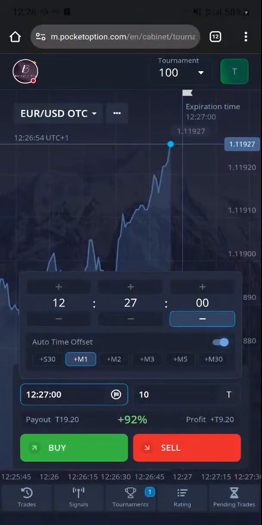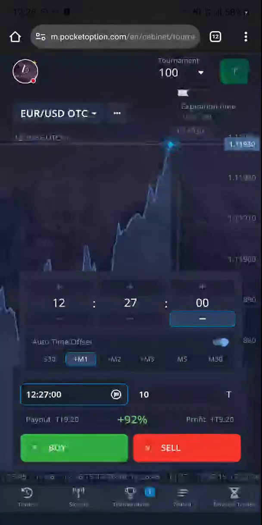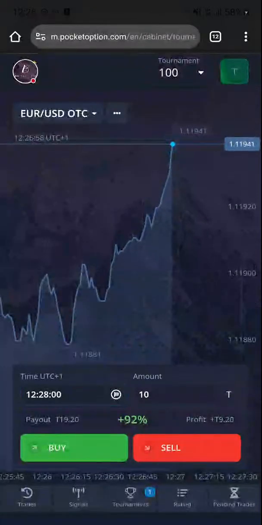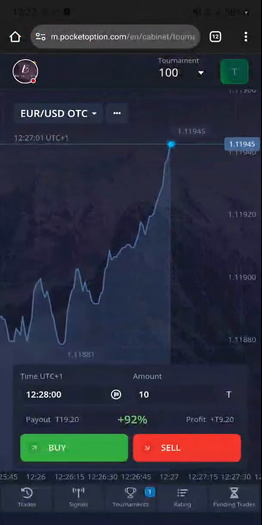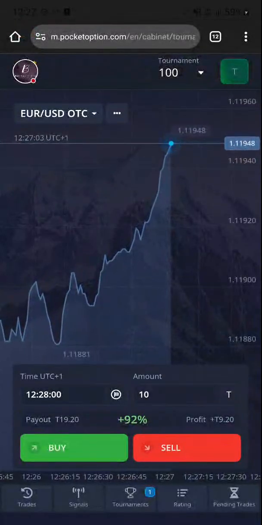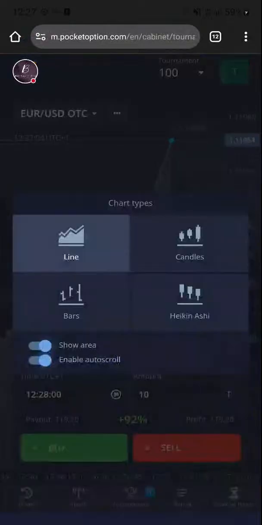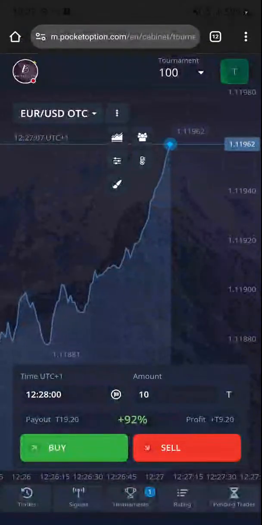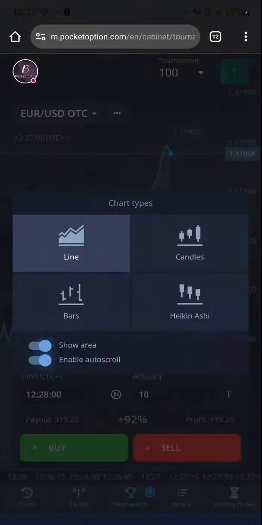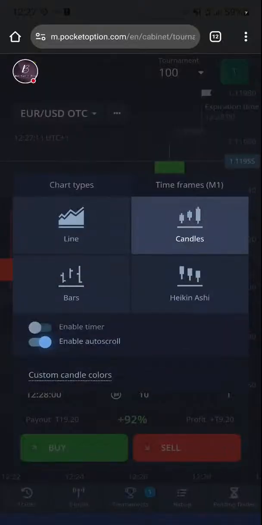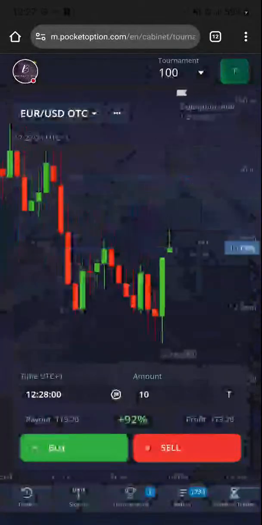The next thing we're going to do is to leave this auto time offset on. We'll just leave it on like that. So the next thing we're going to do now is to select the chart type. So we'll go to this menu. We'll click the first option there. The chart type should be candlesticks, and we'll enable this timer. We'll disable the auto scroll because it just makes life easy. Then we'll switch to time frame and we'll leave it at M1, or you select M1.